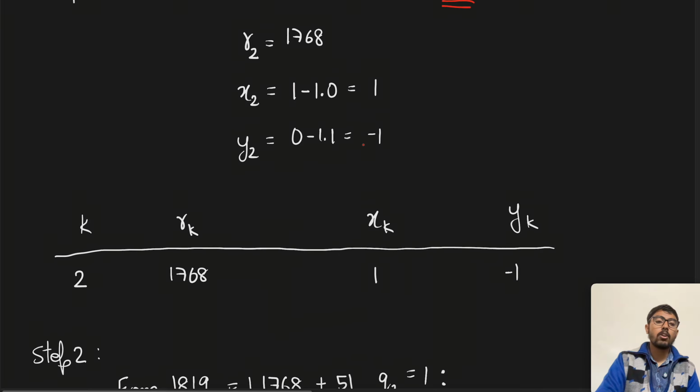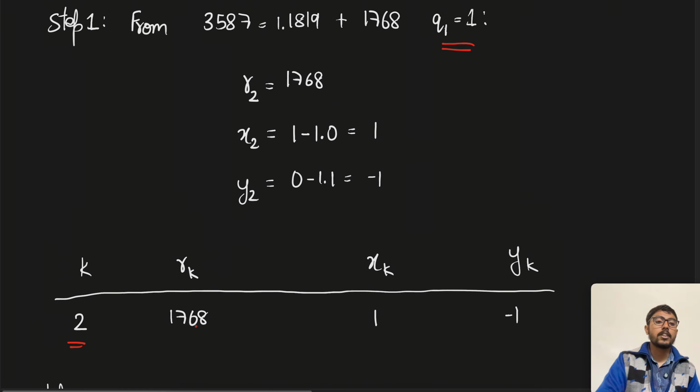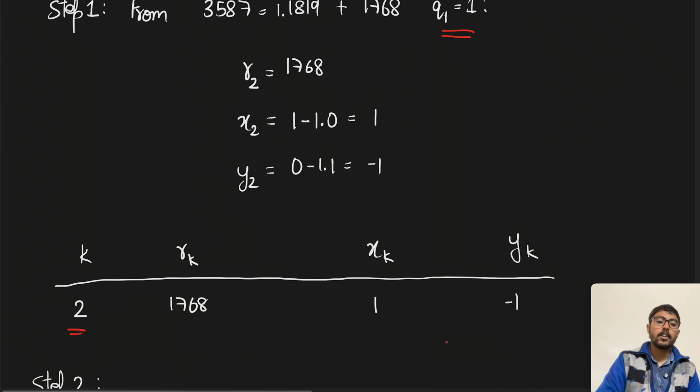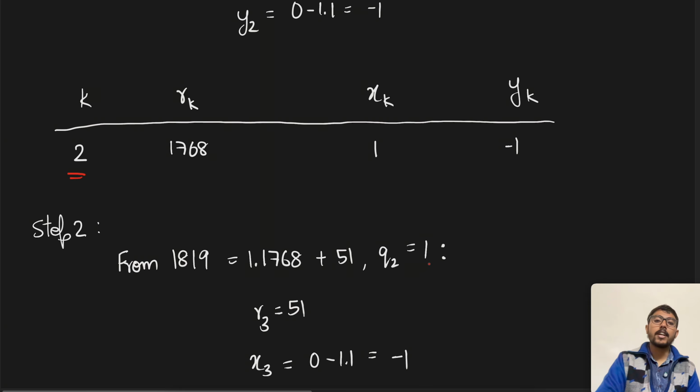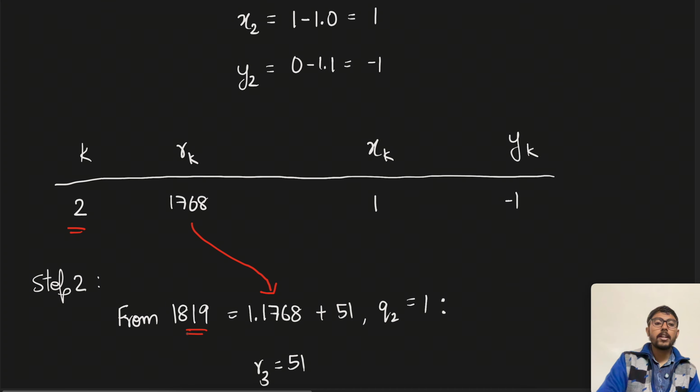So we put all this information. Now you see the counter increased to 2, Rk is 1768, Xk is 1 and Yk is minus 1. Now we put the same thing again into the equation, which is 1819 = 1 times 1768 plus 51, right. We take Rk from here and the actual number is from line 2, which is k equal 1, right. So we will take that and then try to find which q will fit the equation.